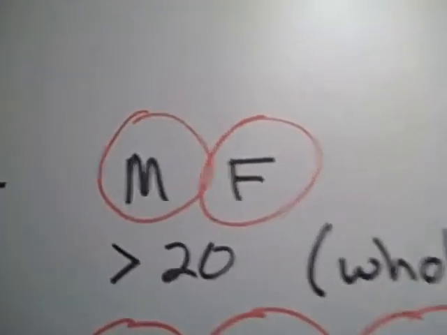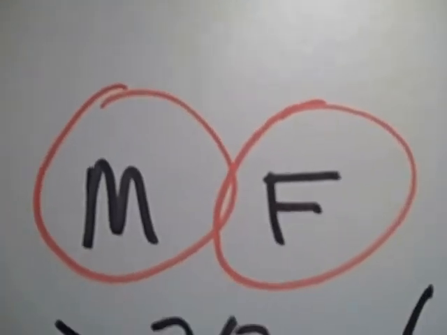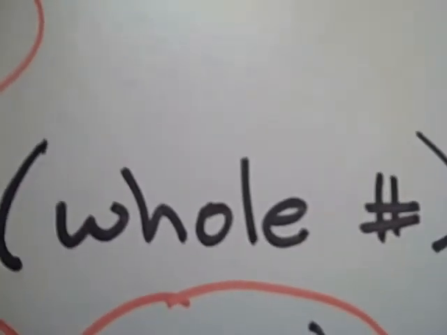What we did was I gave some limitations. I said gender is going to be male or female, age was going to be greater than 20, and it had to be a whole number. And then we had West Coast, East Coast, and Midwest. All of those related back to the region.